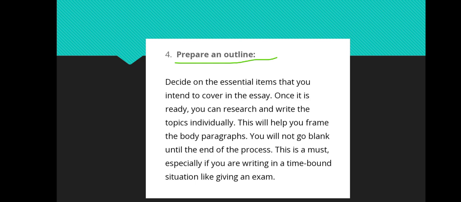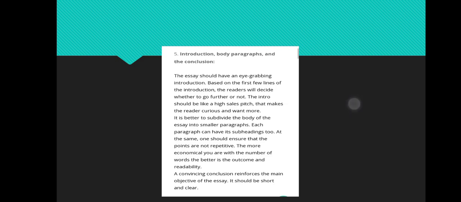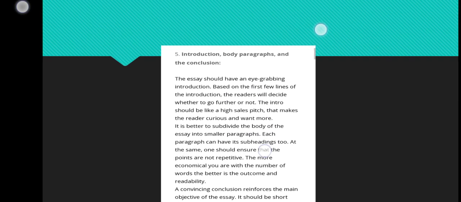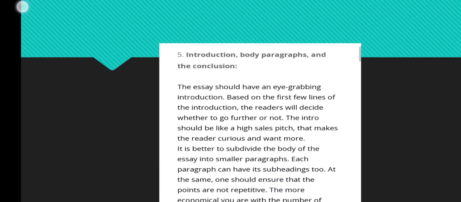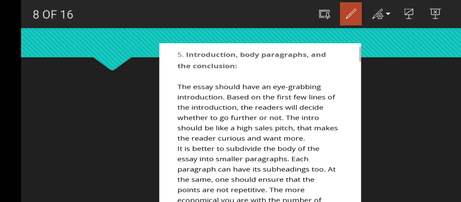Okay, do not omit the spelling. Do not make any mistake while writing any word. The fifth point is quite lengthy: the introduction, body paragraphs and the conclusion. Right, introduction, body paragraphs and the conclusion.